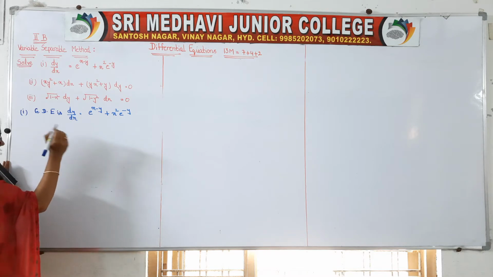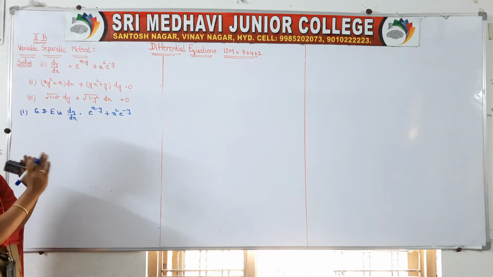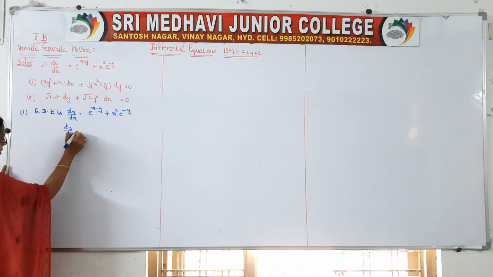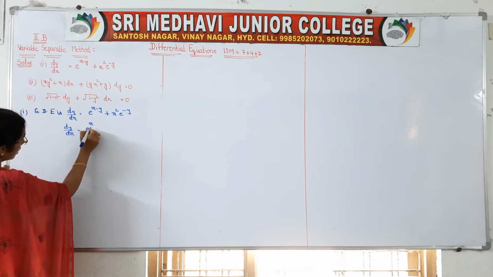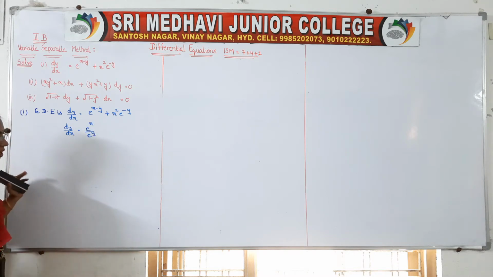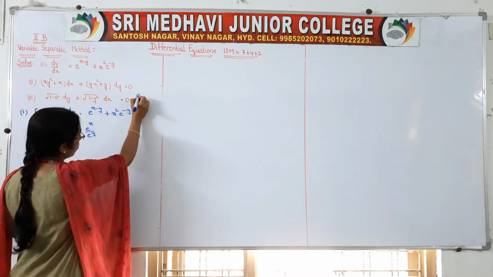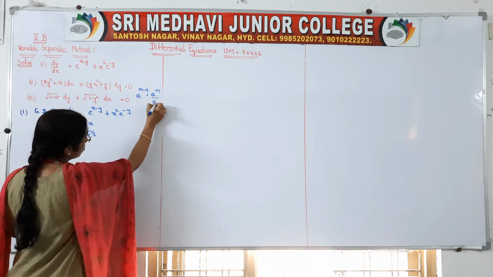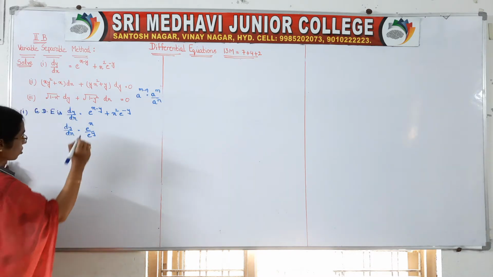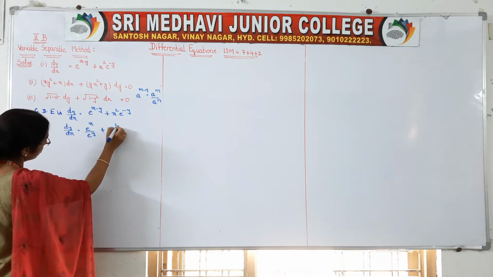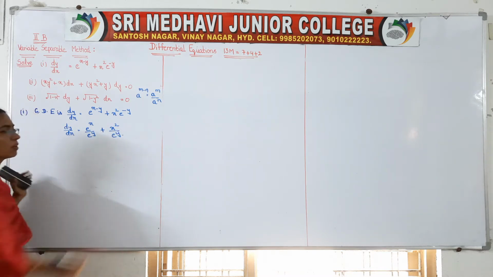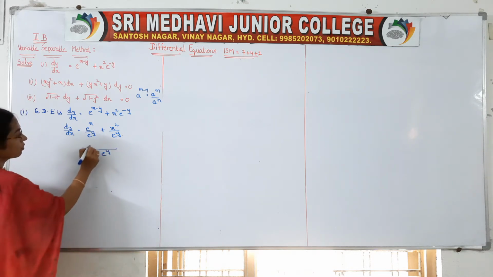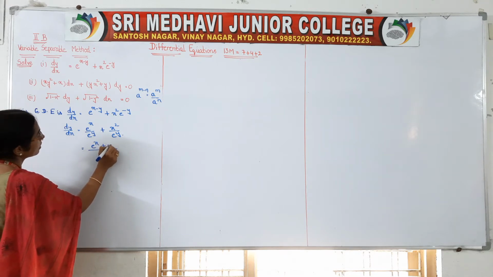So how can we separate the variables? x terms one side, y terms one side. So dy by dx is equal to, this can be written as e to the power of x by e to the power of y. You know it, a to the power of m minus n can be taken as a to the power of m by a to the power of n. Similarly we can write this as x square by e to the power of y. So what is the LCM? The LCM is e to the power of y: e to the power of x plus x square over e to the power of y.